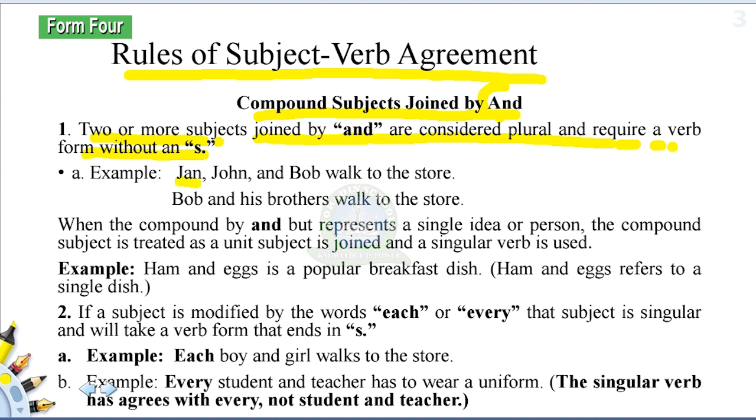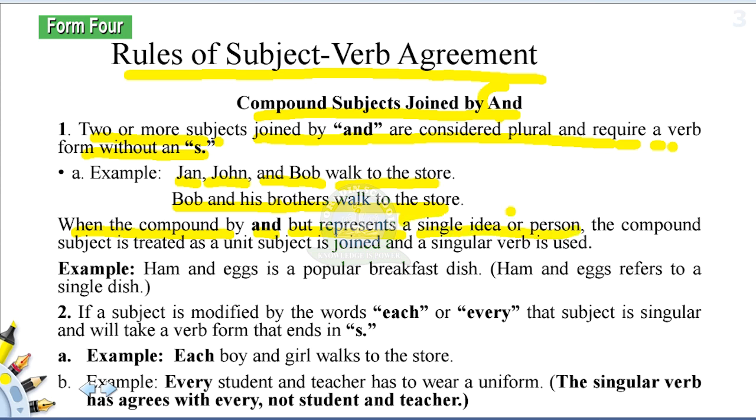For example, John, Jane, and Bob walk to the store. John, Jane, and Bob are plural because we use and. Bob and his brother walk to the store. So they are compound subjects joined by and, so they are plural.